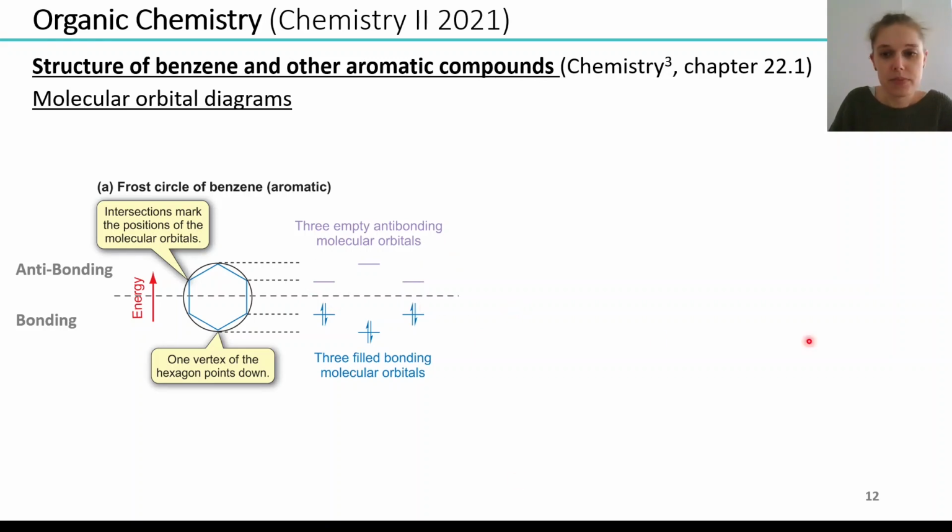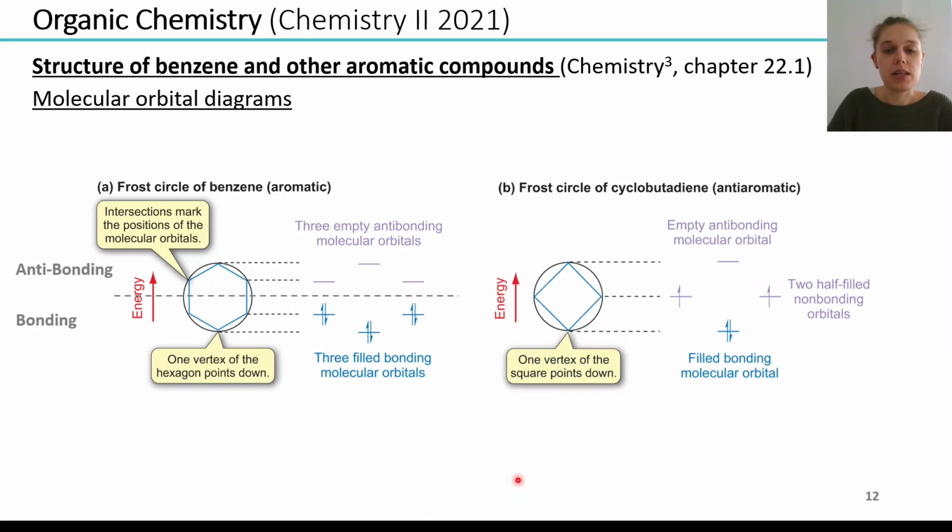is very stable. Furthermore, the Frost circle can also be used to determine the number and relative energies of molecular orbitals of other planar cyclic compounds. So, for example, we can have a look at the Frost circle of cyclobutadiene, which has a square shape. And therefore, we start quite similar as we did for benzene, but this time we do not draw a hexagon, but a square. And again, it is important that one vertex of the square points down.